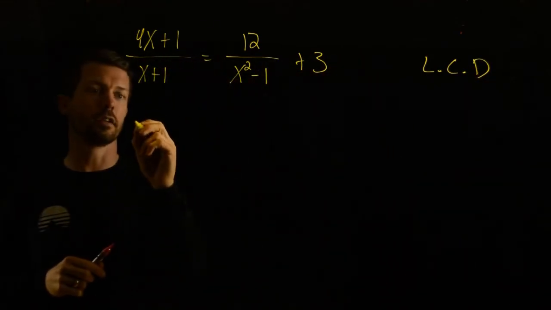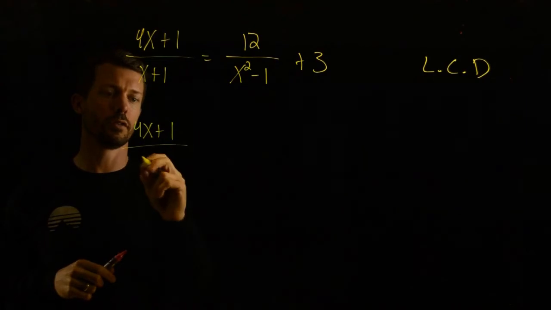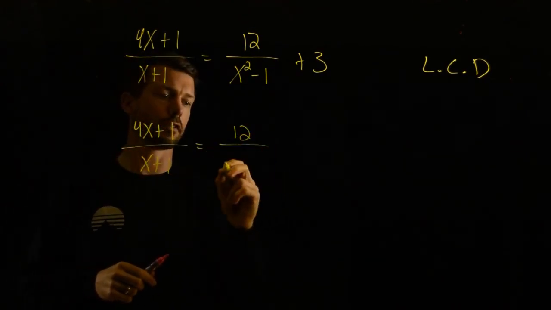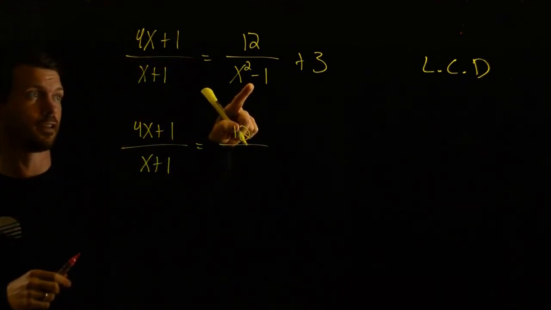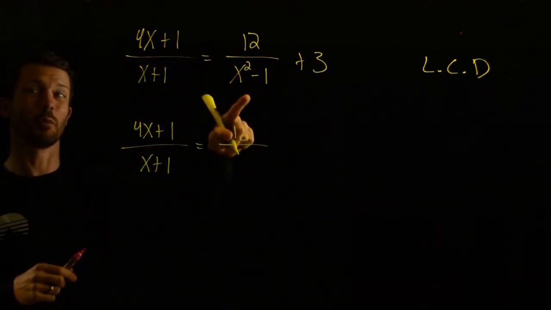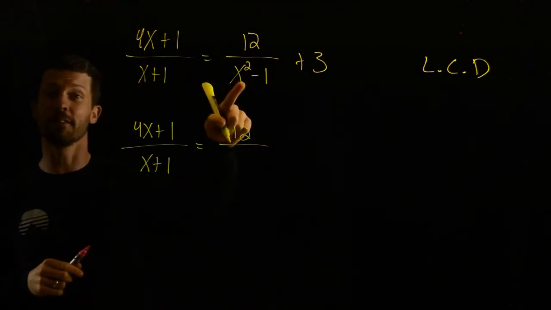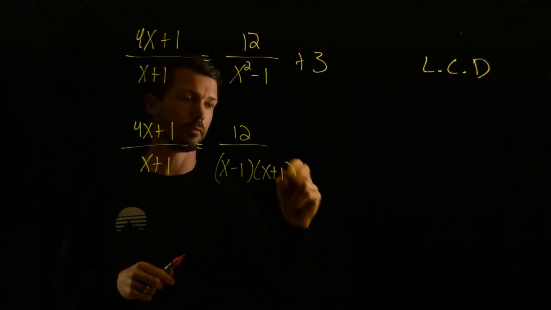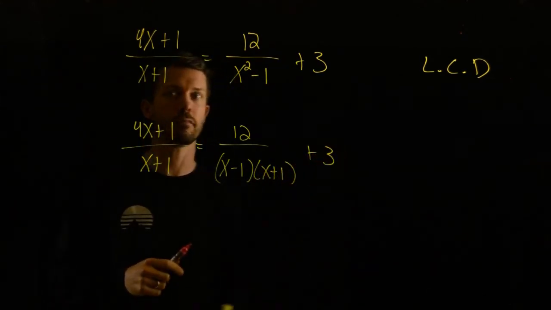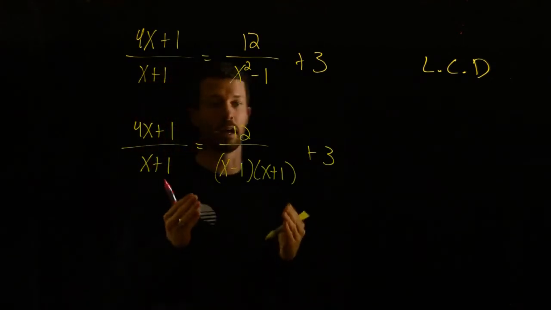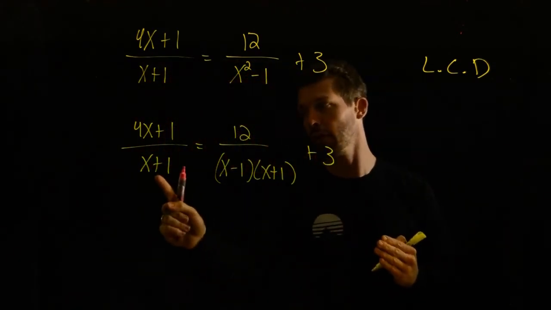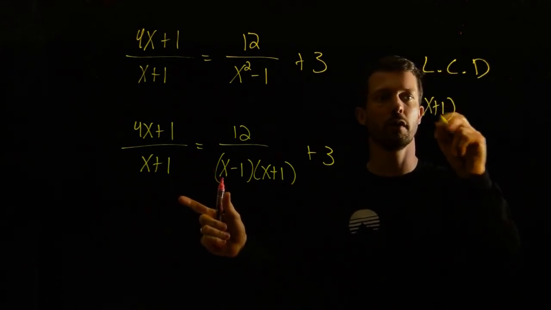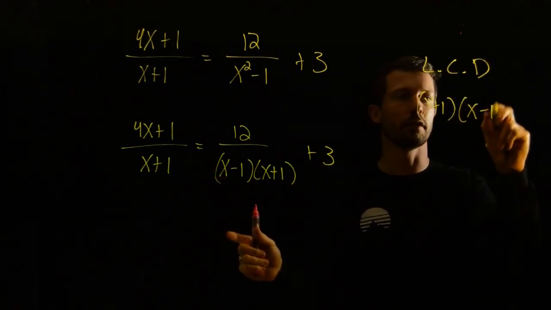Alright, so I want to find that LCD. Now to find that LCD, remember we always want to factor the denominators. Looking at this one, very easy to factor if we remember how to do that. This is a difference of squares. So this is x minus 1, x plus 1, and then plus 3. Now that we have that, I have to find the LCD of this fraction and this fraction. So you know it's going to be x plus 1 and then x minus 1.